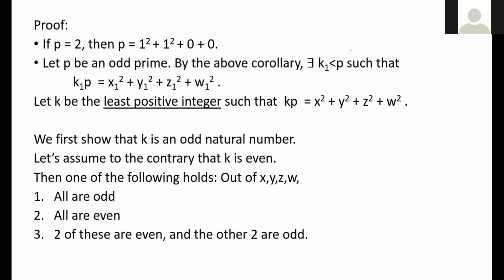Okay. So as I said, if p is equal to 2, we know that it can be expressed as a sum of 4 squares. So we talk about odd primes here. By the above corollary, we know that some k1 exists, k1 less than p, such that k1p is equal to a sum of 4 squares. Now, we just know about the existence. We cannot guarantee that only one k1 exists. One such k1 exists.